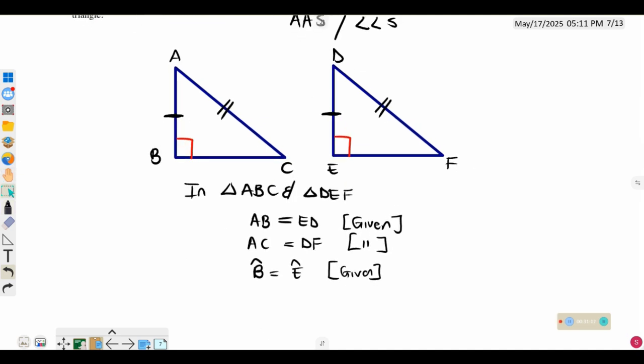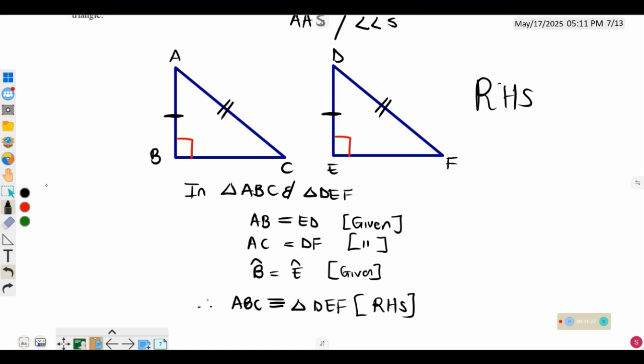When we conclude, therefore triangle ABC is congruent to triangle what? DEF. Why are they congruent to each other? This is right angle hypotenuse side. Now for this condition of right angle hypotenuse side, first you need a right angle. Do you have one? Yes, we did prove a right angle right there. We have this, we have that. So the right angle is proven.